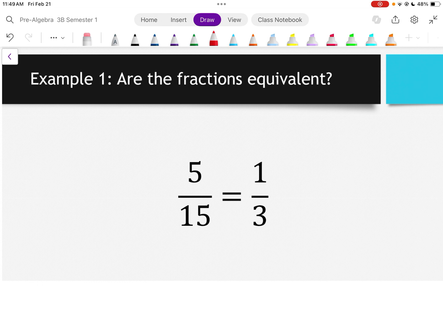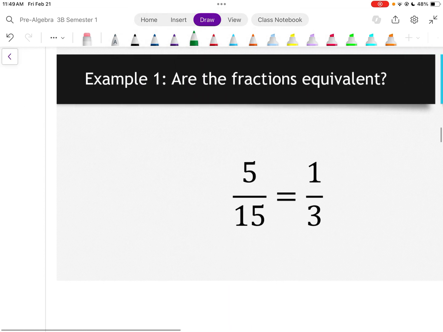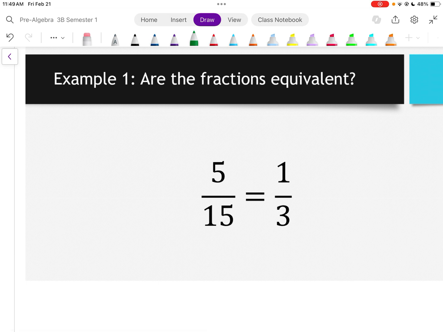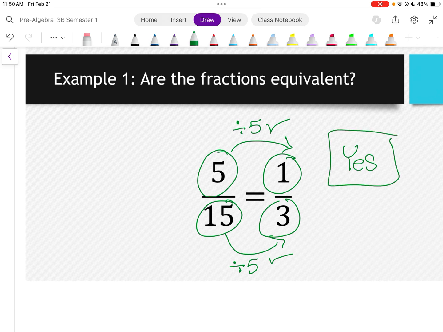Our next example: are the fractions equivalent? So what we're looking for is, can we multiply or divide one fraction by a number to get the other one? If we look at our numerators here, we have 5 and 1. And I know 5 divided by 5 equals 1. So then we need to check on the bottom. 15 divided by 5, does that equal 3? And it does. So because both of these are divided by 5, that means, yes, they are equivalent.